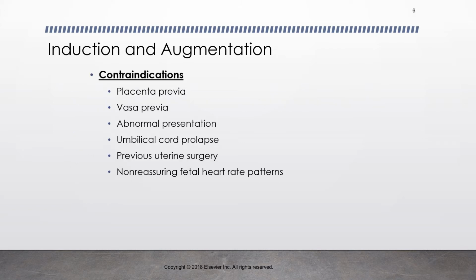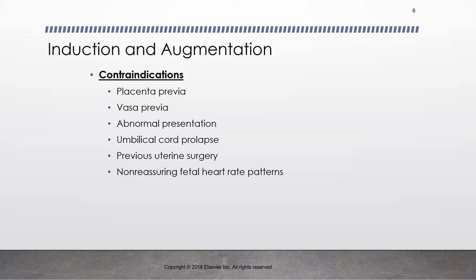Contraindications for induction and augmentation. Placenta previa, which means the placenta has implanted in an awkward place inside, possibly in an area where, as the cervix starts to thin and dilate, it will actually pull the placenta away, and the placenta will try to come before the baby gets there. Vasa previa is very, very similar to a placenta previa. We would not want to stimulate labor.